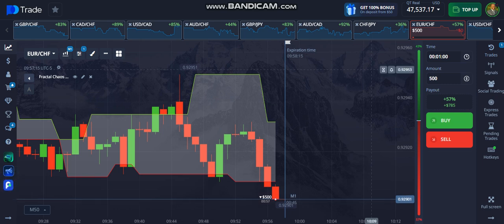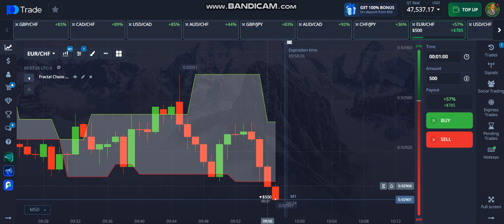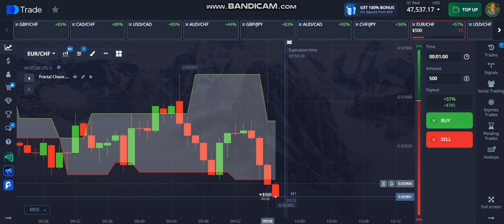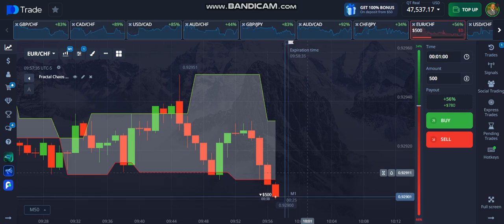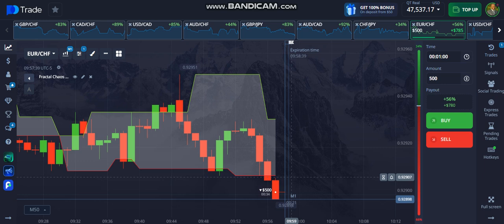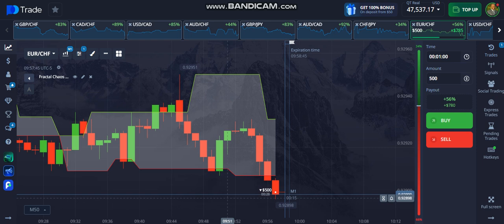Okay, so I'm on the Euro Swiss franc currency pair. And if you notice the previous candle here, it closed below the lower boundary of the fractal chaos band, and that's the signal. And so I went ahead and took a sell trade or a put trade because this indicates to me that there's going to be a bearish breakout to the downside here. And so I'm anticipating that this price will continue to push downward. So let's monitor this trade and wait for the expiry here.